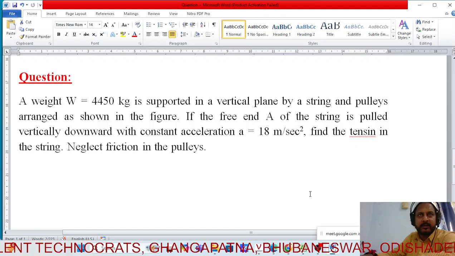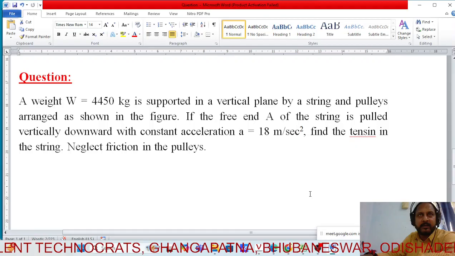Newton. I have made a mistake in the question. It should not be kg. Clear? It is actually a weight, 4,450 Newton. So the weight is 4,450 Newton.